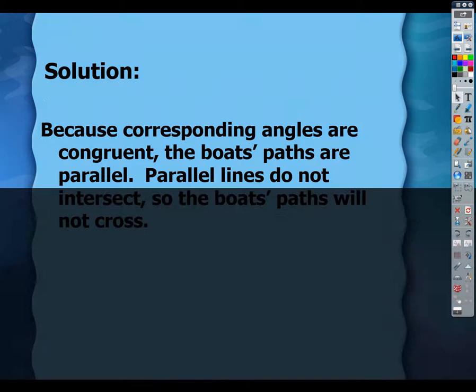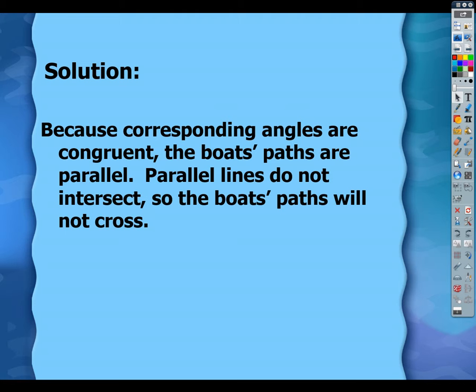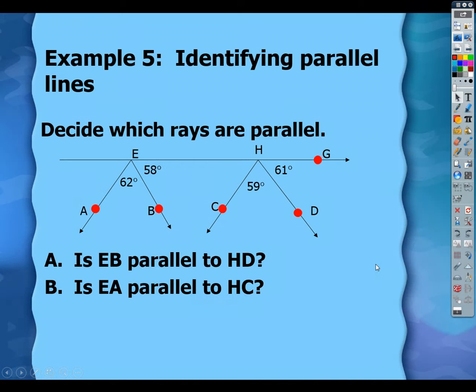I think we can skip this stuff. I'm just kind of anxious to get you working on this. Okay, this is one more good one. Okay, just try this real quick. Decide which rays are parallel. And let's not make any assumptions about the drawing, right? The drawing may not be to scale.